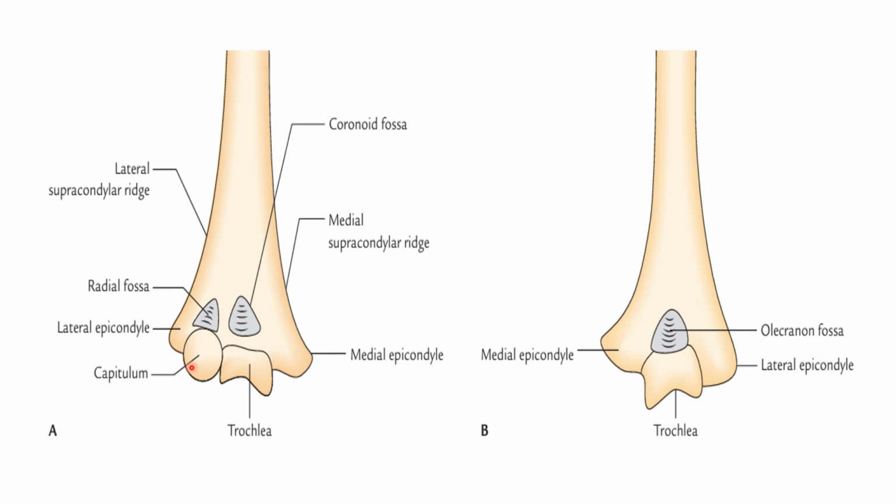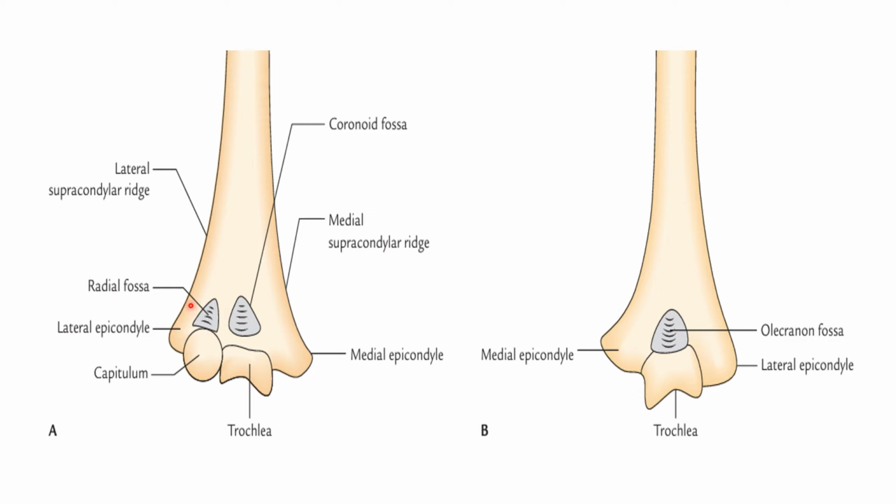These are very important in the elbow joint as they provide site for the attachment. Together with the radial fossa and the coronoid fossa, they provide site for attachment of the ulnar and the radial bone, respectively. Then here is the lateral epicondyle and the medial epicondyle. Then we have the medial supracondylar region.